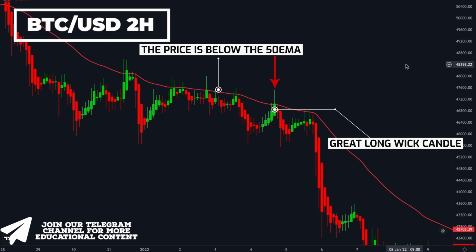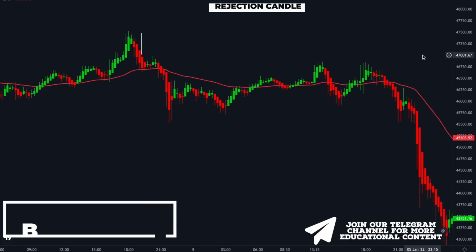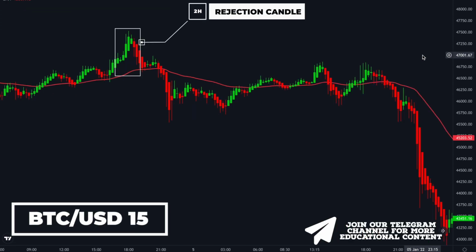With that being said, let's move down to the 15-minute time frame. Here's the 15-minute time frame, and as you can see, we have a perfect 50 EMA breakout right here. So we enter on the next candle, placing our stop loss above the previous swing high and targeting 2-for-1. As you can see, our take profit was easily hit.